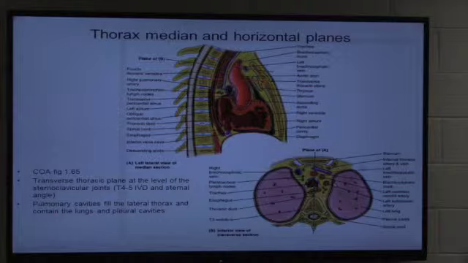Two pulmonary cavities almost fill the lateral parts of your chest. And then this black line is the pleural cavity. In there is a thin film of pleural fluid. The lungs almost completely fill the pulmonary cavity, but there's just a thin space, the pleural cavity. A little bit of pleural fluid allows the lung to expand and contract without damaging.